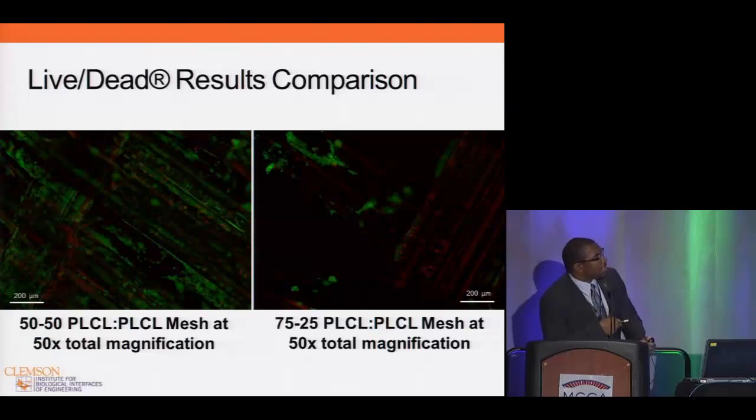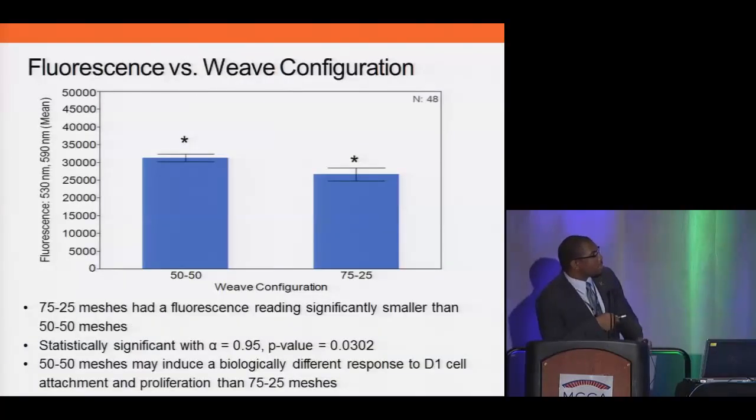But to look quantitatively, we use Alamar Blue to measure cell metabolic activity, and we actually have tried to normalize this data by culturing the murine bone marrow stromal cells with the Alamar Blue assay to try to get a number that corresponds to the fluorescence reading. But here again, we see results that correspond with what we saw qualitatively. The 50-50 meshes are showing a fluorescence reading that's significantly higher than the 75-25 meshes.